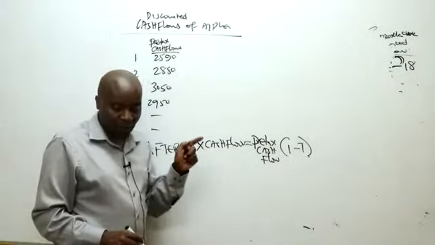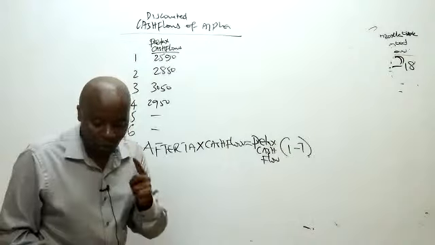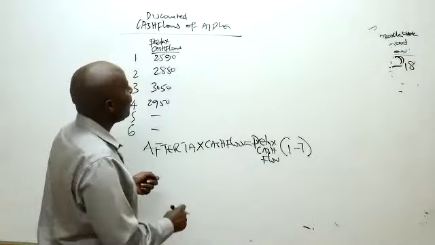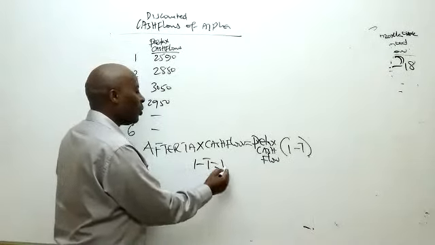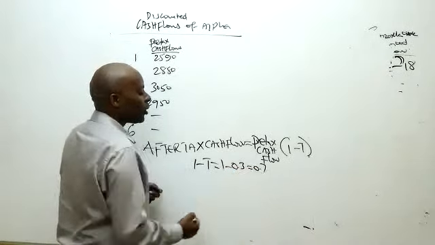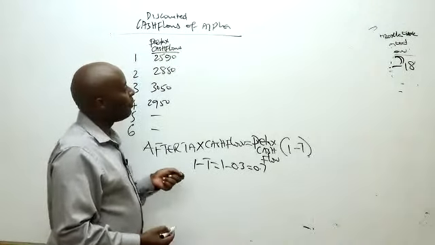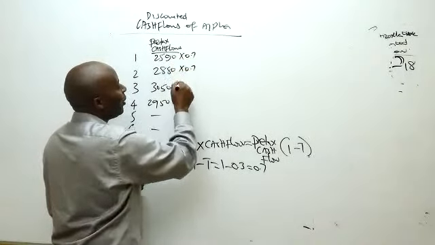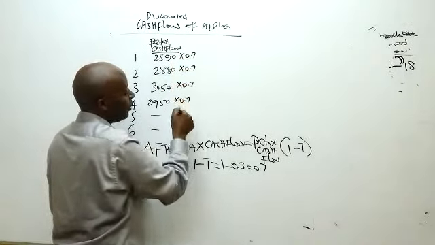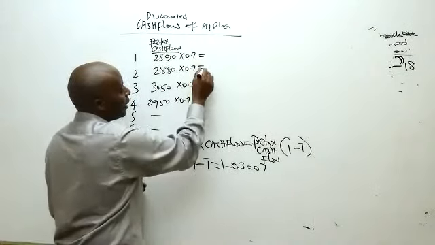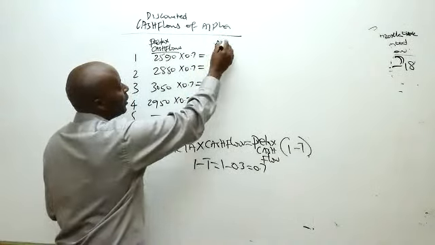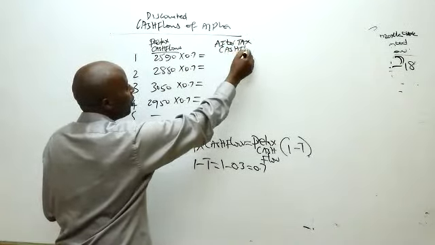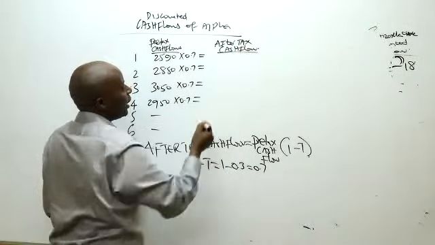And the taxation rate has been given as 30%. Look at note number 6: the corporate tax is 30%. So it means that my 1 minus t will be 1 minus 0.3, which gives me 0.7. So what you need to do is to multiply these figures consistently with 0.7, for you to be able to get the after-tax cash flow.